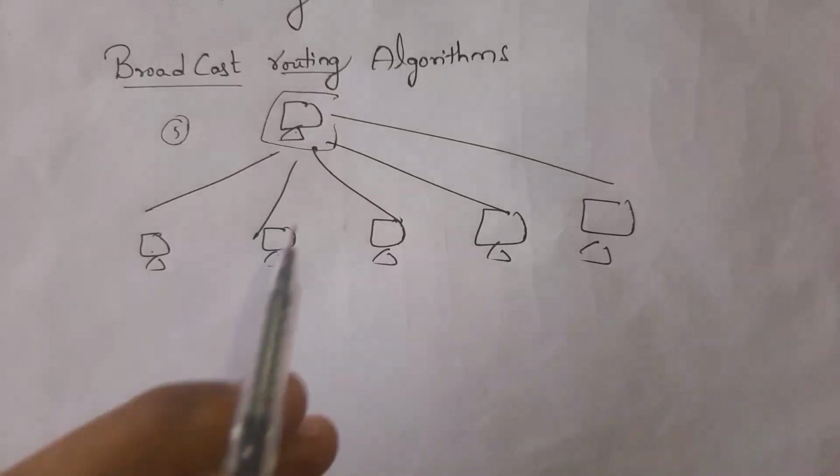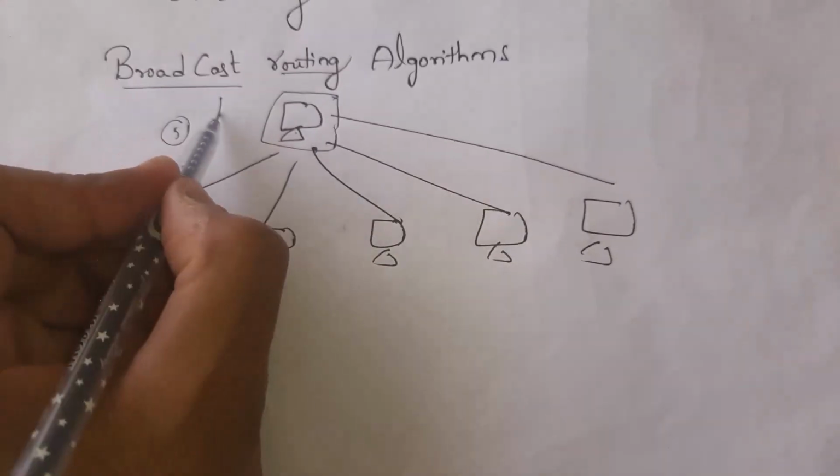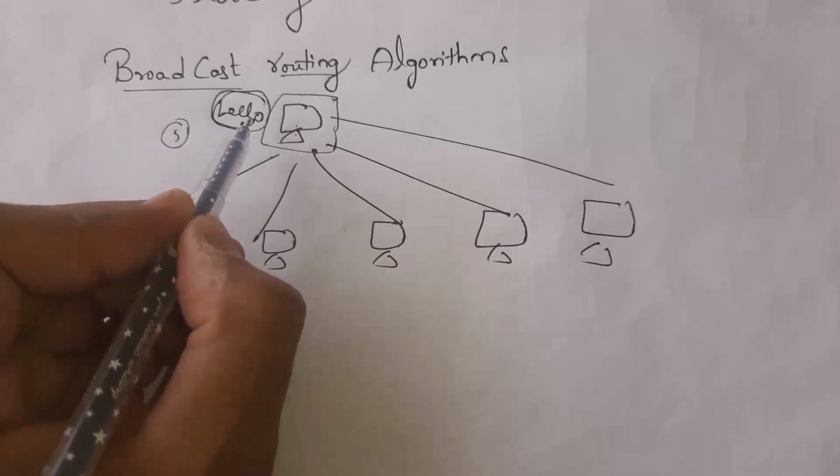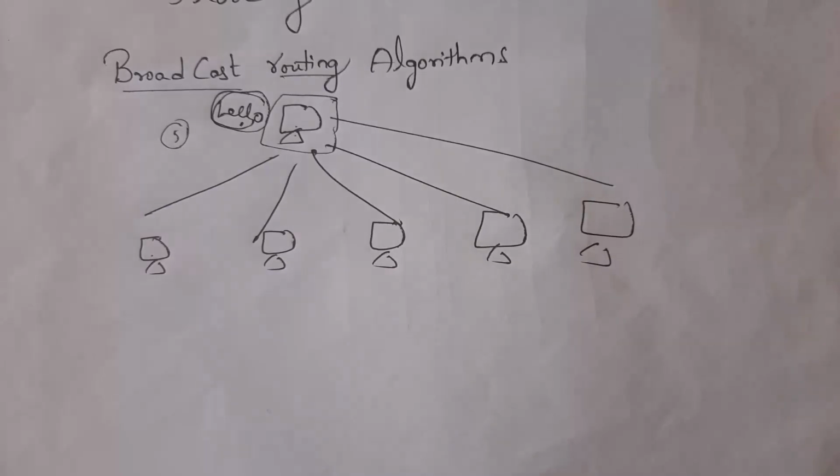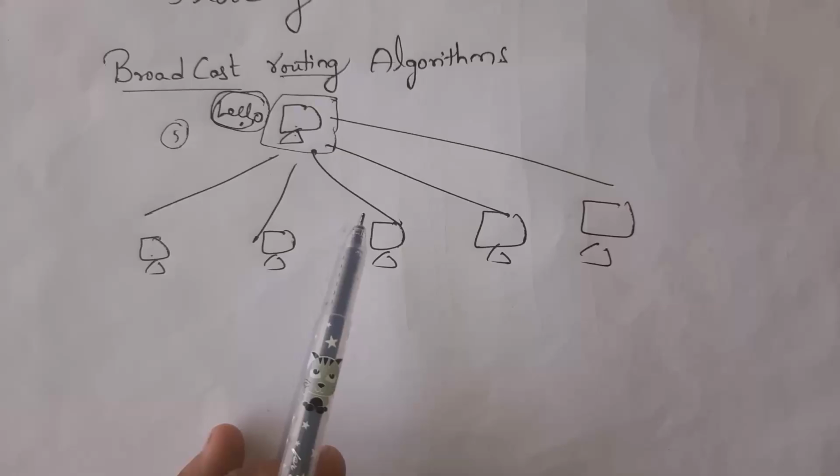For example, let us say this computer wants to send data, that is hello. This computer will type a single message and then this computer will send data to all these computers at once. This is the meaning of broadcasting. Sending data to all its connected computers at once is known as broadcasting.